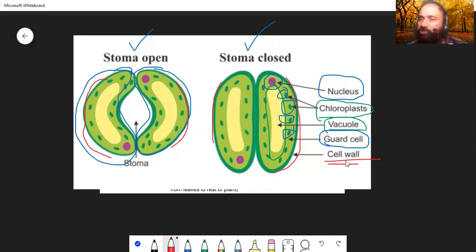So this is the structure of stomata. Clear with it? Easy, no? Structure of stomata. So I will share another picture. I will draw the structure of stomata and let you know how it is done. So shall we start? Again, I'll share my screen. We'll go to the whiteboard.